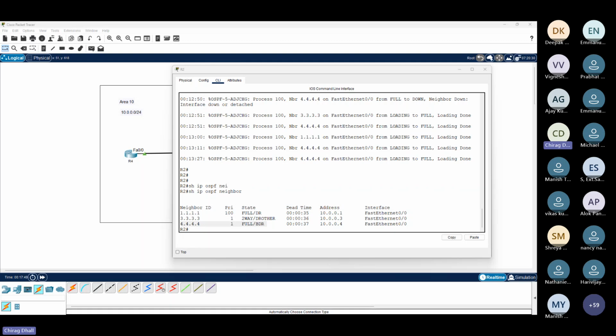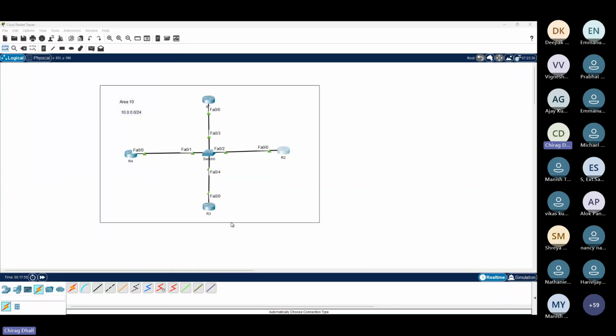Perfect. I'll give you 5 to 10 minutes to try these basic configurations. After 10 minutes, we will look at a multi-area lab where we will add multiple areas and we'll try to connect them together.